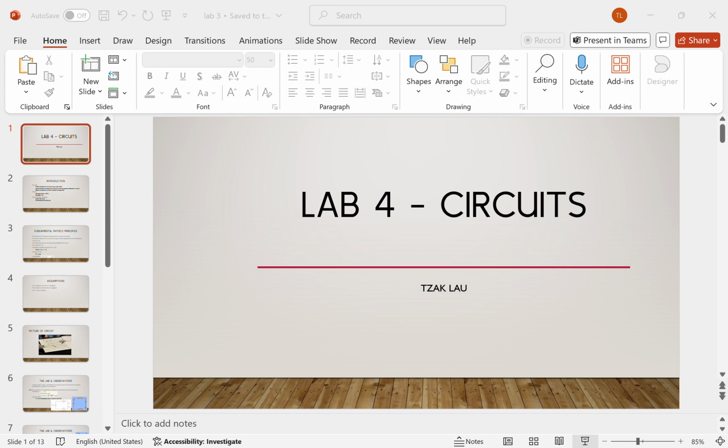For this experiment, we defined the circuit as the system, with everything else considered the surroundings. Fundamental physics principles. Before we go further, let's discuss some fundamental principles. We applied the conservation of energy and charge, which tells us that electric charge is conserved in any closed system.